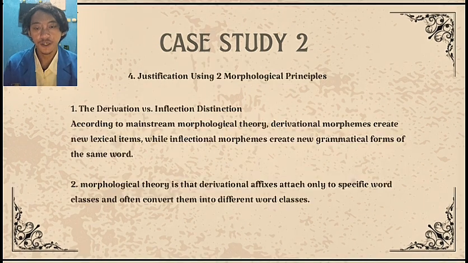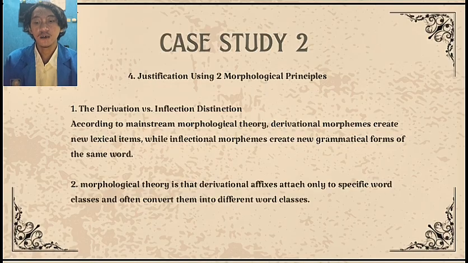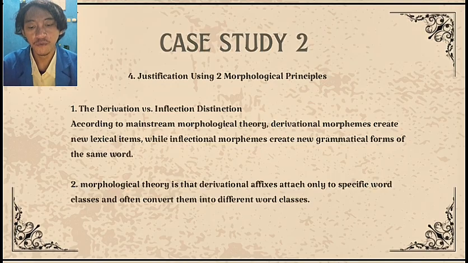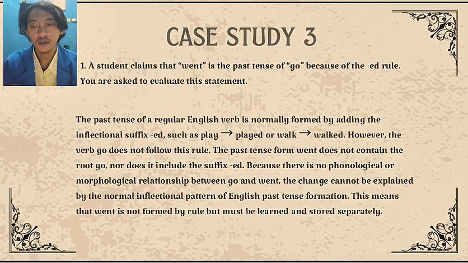The fourth: justification using two morphological principles. The first, the derivational versus inflectional distinction. According to mainstream morphological theory, derivational morphemes create new lexical items, while inflectional morphemes create new grammatical forms of the same word. The second, derivational affixes attach only to specific word classes and often convert them into different word classes.